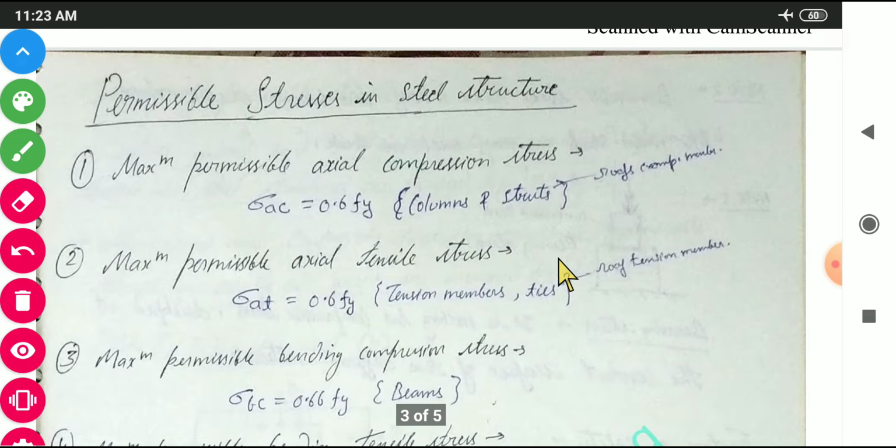Now moving further, what are the permissible stresses in steel structure? We are talking about the permissible stresses for designing the steel structure. First we discuss the maximum permissible axial compression stress. Axial compression sigma AC is equal to 0.6 Fy. Here AC means axial compression.